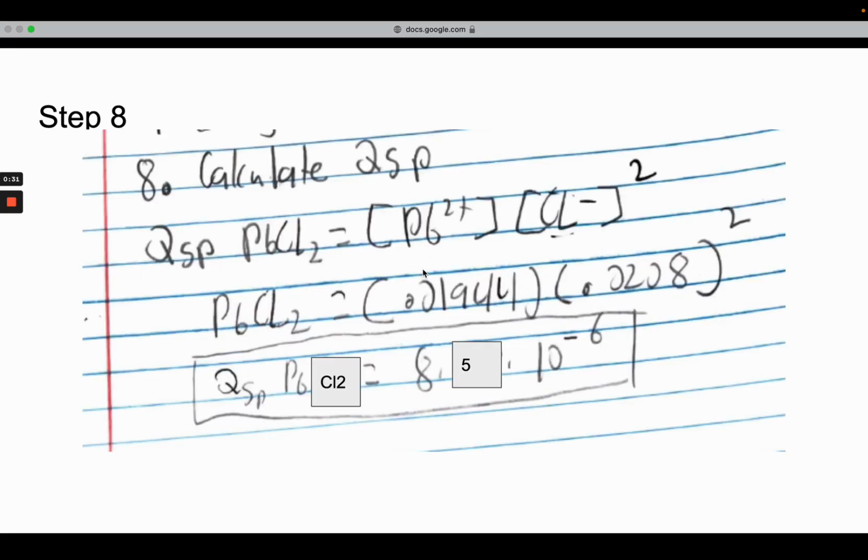And then you calculate the QSP. QSP of PbCl2 is the concentration of lead times the concentration of Cl minus squared. And you can find the concentration of lead and Cl from lead 2 nitrate and sodium chloride, respectively. So it's 0.01944 times 0.0208 squared. And then you get the QSP of PbCl2 is 8.5 times 10 to the minus 6.